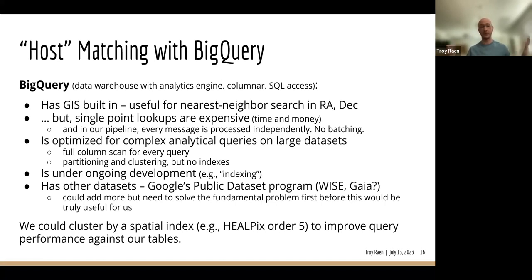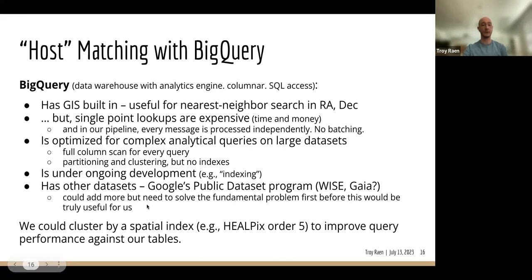BigQuery is undergoing ongoing development, as always. I'm not qualified to talk about any of that, but I have heard kind of murmurs of some type of indexing being added and things like that. So we can always hope that the BigQuery backend improves. One thing that we could do, though, to improve query performance against our tables would be to cluster by some spatial index. Healpix order 5 or something.